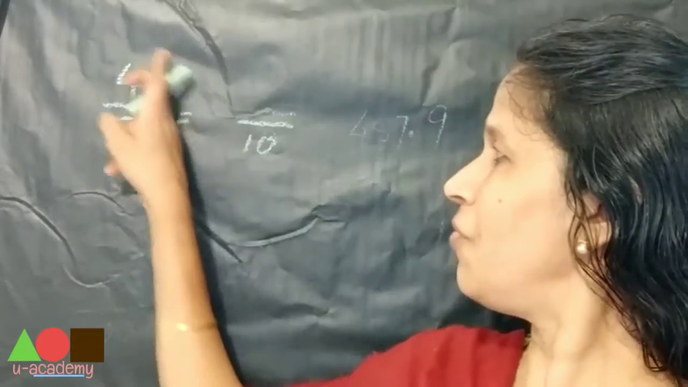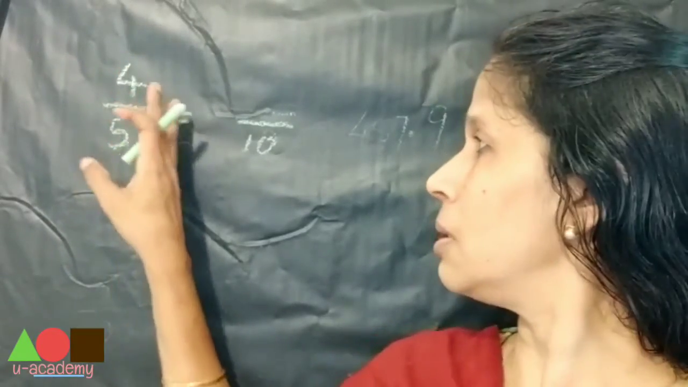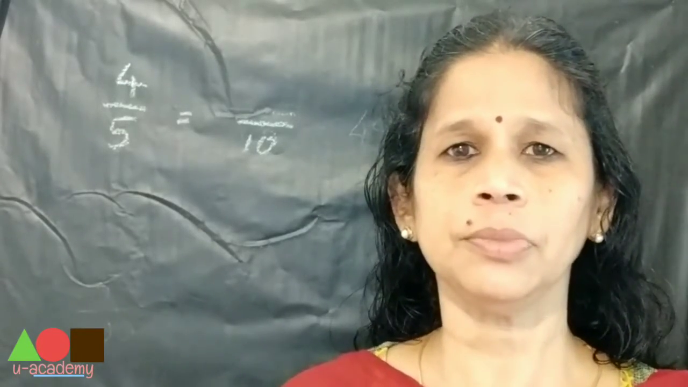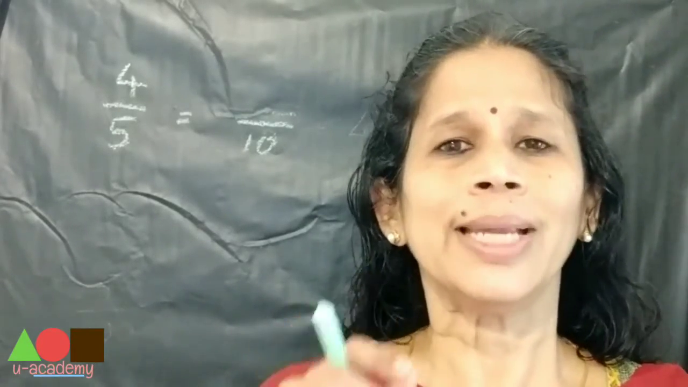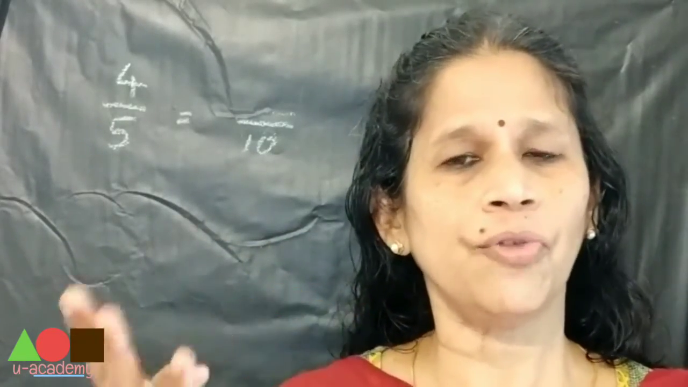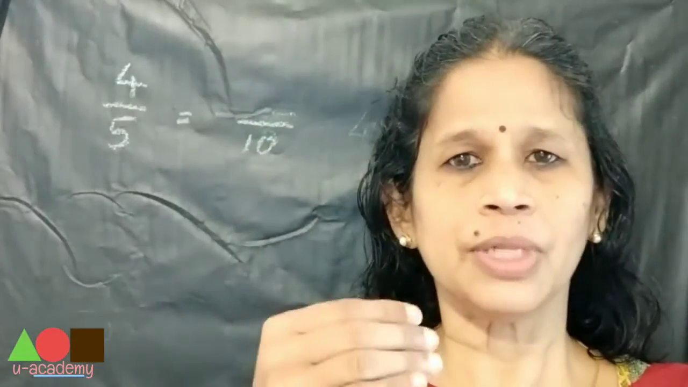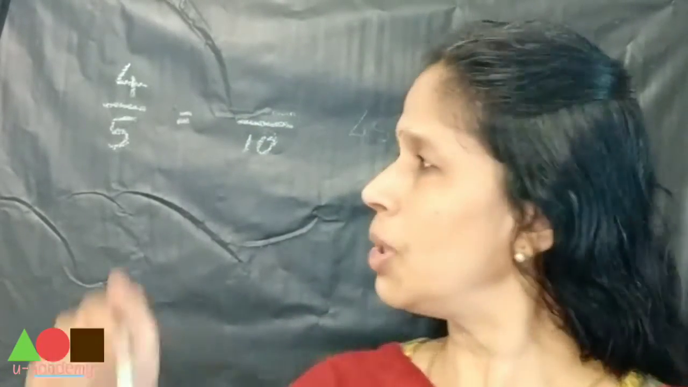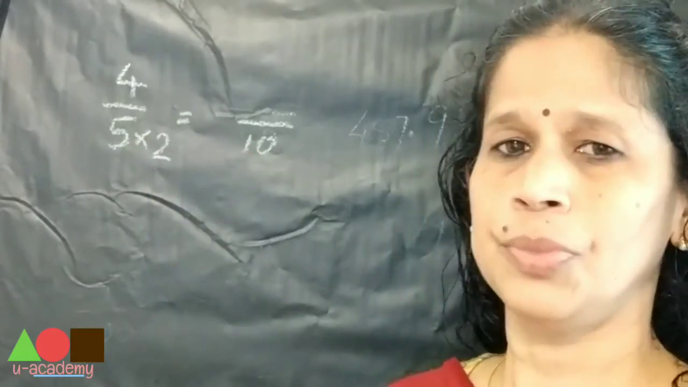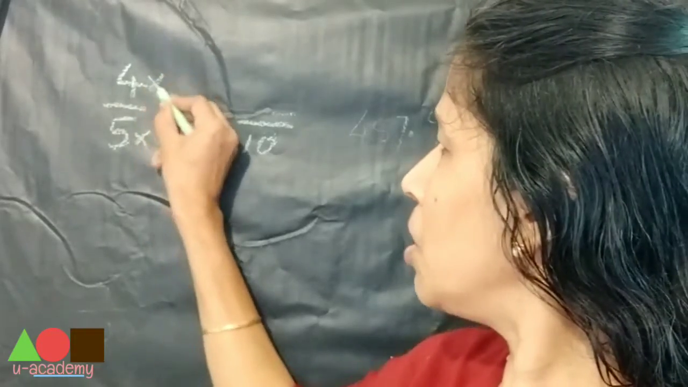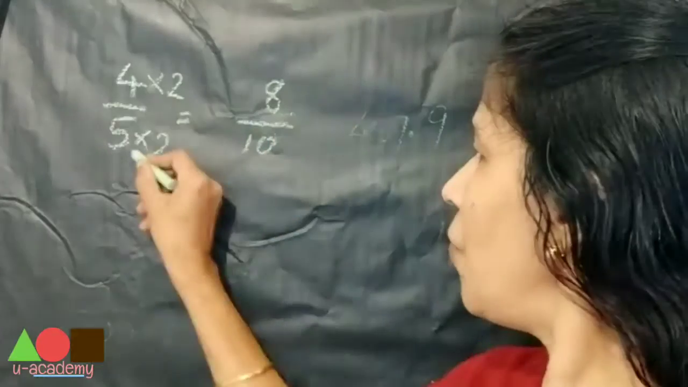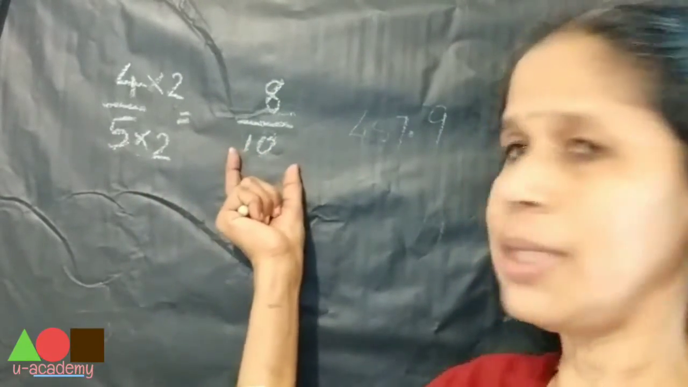For that, you must find the equivalent fraction of this fraction. What is an equivalent fraction? Do you remember? To get the equivalent fraction of a fraction, you can multiply or divide the numerator and denominator by the same number. So here, to get 10, you multiply this 5 by 2. So we multiply the numerator also by 2. 4 2s are 8. 5 2s are 10. Now we got the denominator as 10.